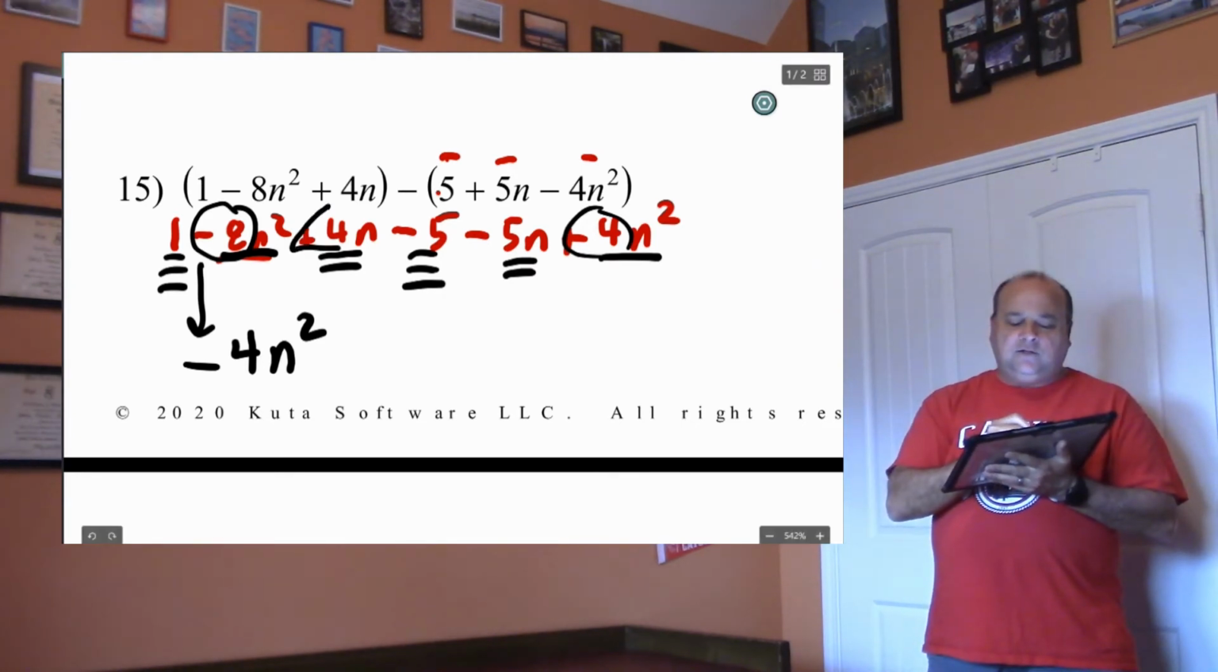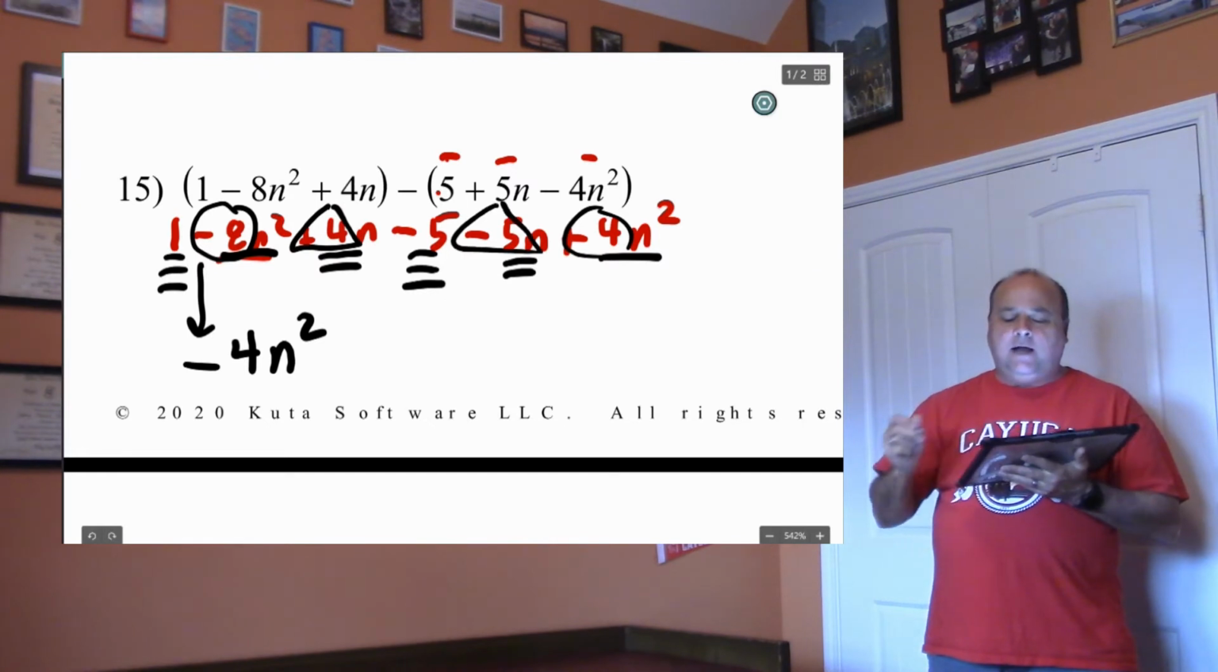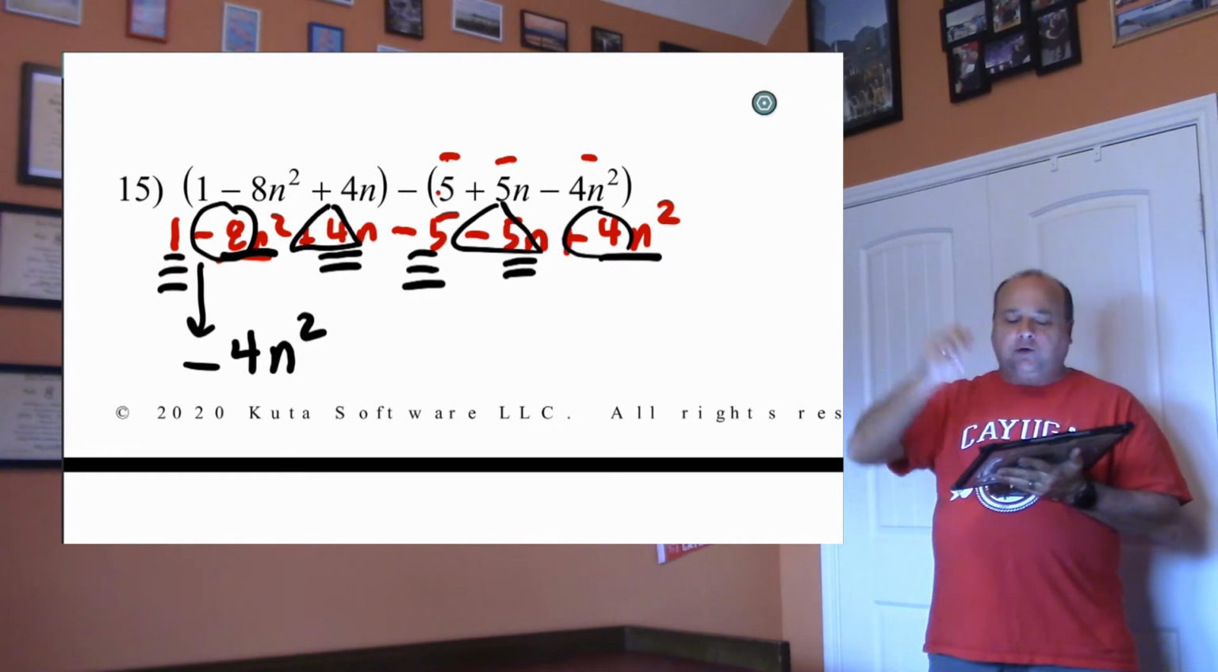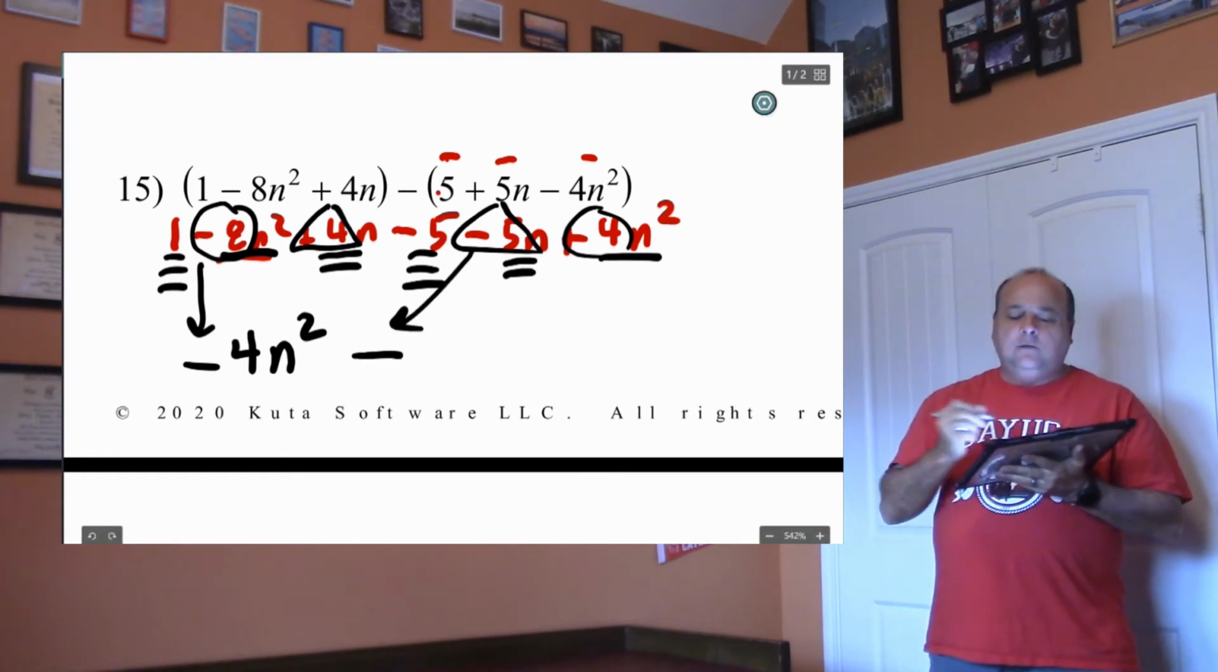Go to the double underlines. The double underlines are 4 and negative 5, right? So which one do you have more of? You got more 5's than you do 4's, right? So the negative drops.